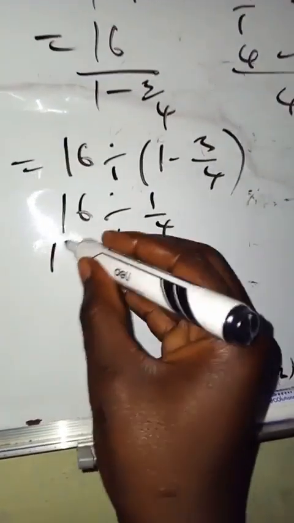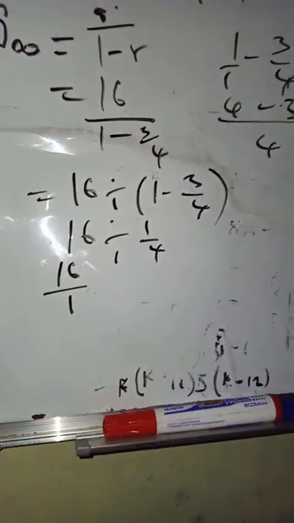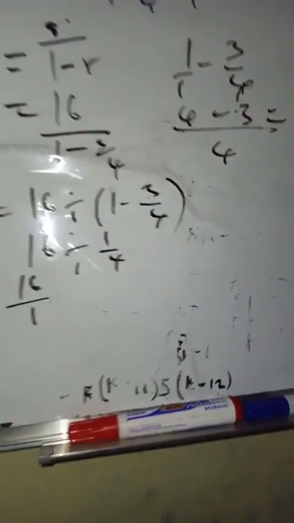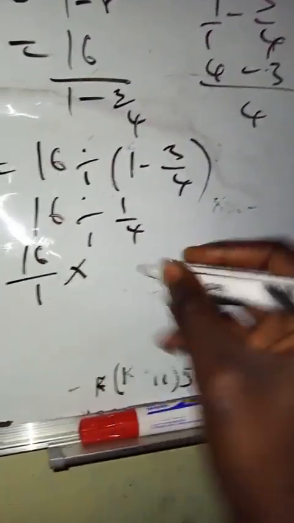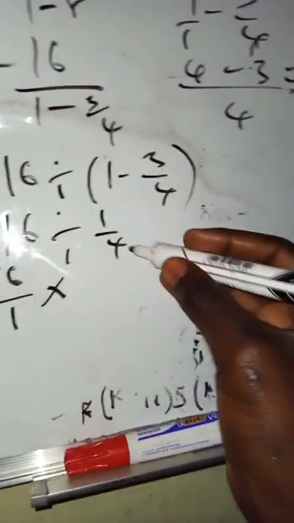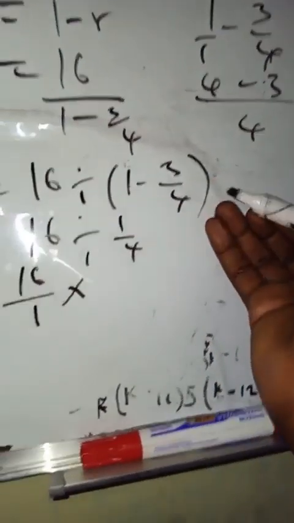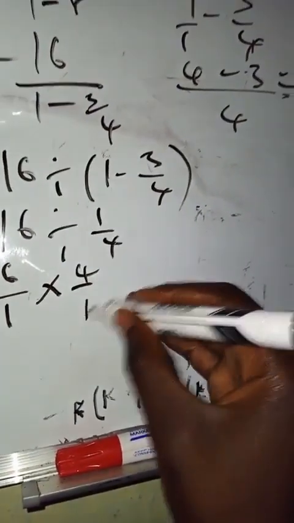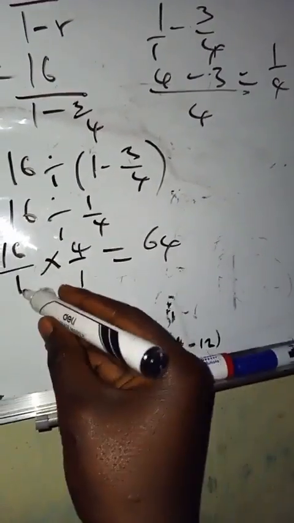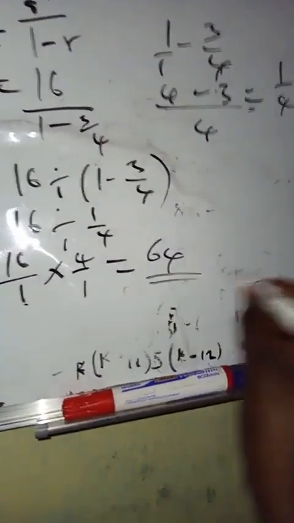So I'm going to have 16 over 1. Any number is as good as that number divided by 1. If I have 5, it's as good as 5 over 1, okay? If I'm multiplying here, then what I have here must be reversed. The bottom part must be the top part. So the 4 will be on top, then I have 1. 16 times 4 is 64. Then here, this will give us 1, right? So 64 is therefore the answer here. That is the sum to infinity.